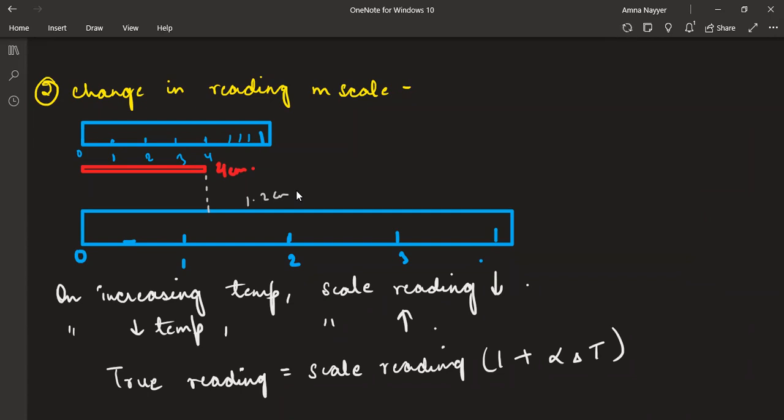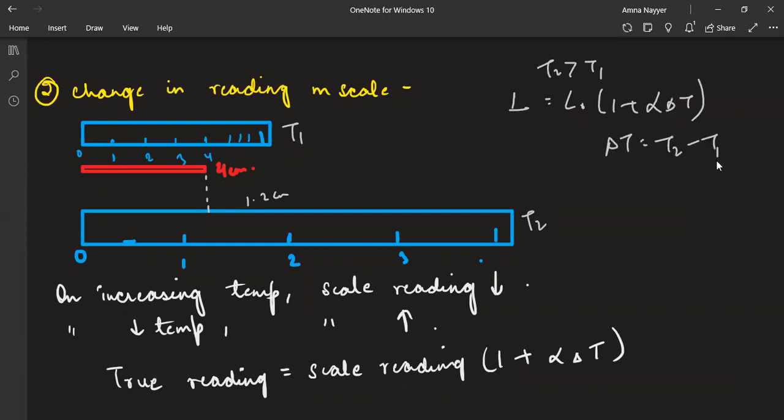So same thing. Now questions from this part will be exactly what we did in the last class. See, if the temperature here is T1, here is T2, T2 is greater than T1, then you will use the same formula for expansion in length. This will be L0 times (1 plus alpha delta T), and delta T will be T2 minus T1. Same thing. This is the change in the meter scale.